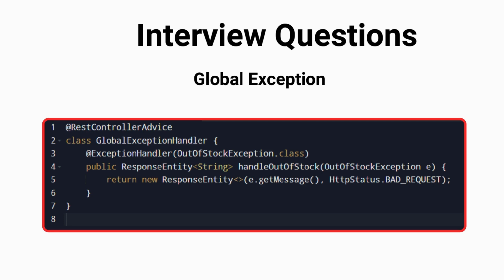So this is the thing organizations are following to handle exceptions. They won't use try and catch everywhere, they are following global exception handling. Now, if any controller throws OutOfStockException, this global handler will automatically handle it. So custom exceptions are created for specific business logic issues. Global exception handling reduces redundant error handling code. That's it. Next, move on.